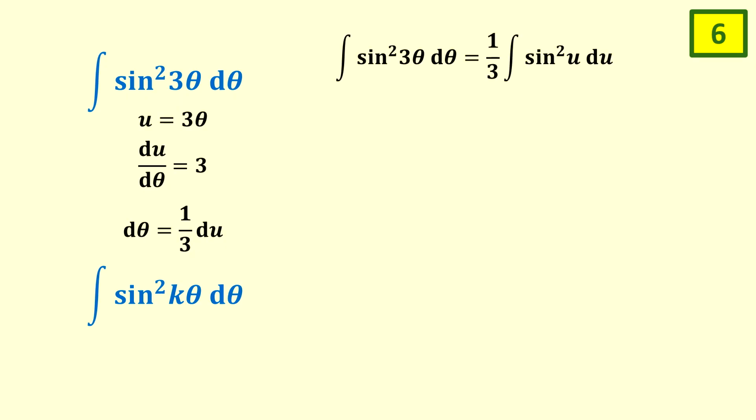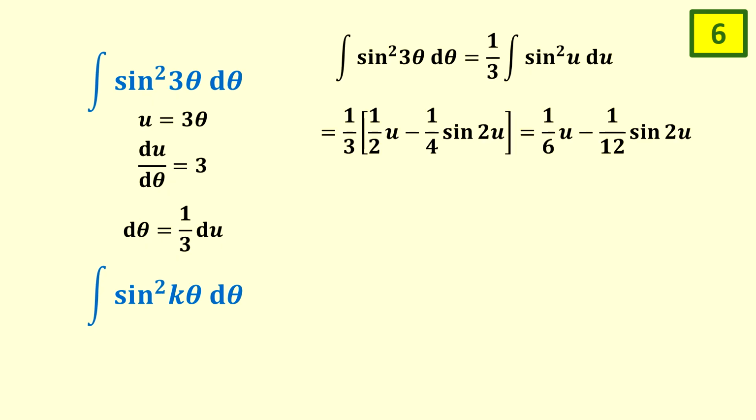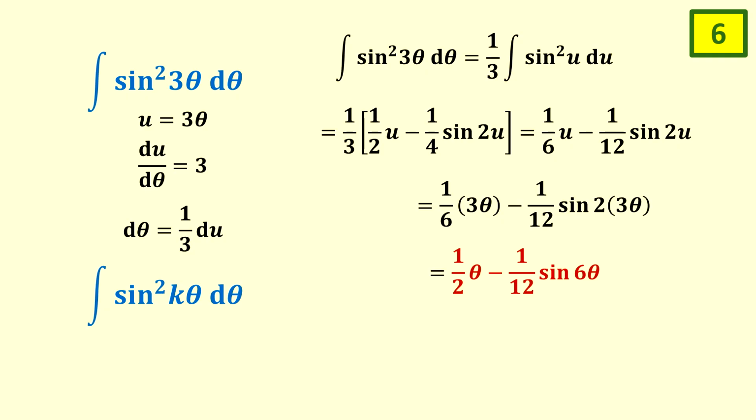Then we can do our substitutions. So we get the integral of sine squared u, but we are timesing that by 1/3 du. The third can come out the front as a multiplier. And again, we're integrating sine squared u du, just like we integrated sine squared theta d theta before. So that gives us 1/3 of half of u minus 1/4 sine 2u. If we expand the brackets, we get 1/6 of u minus 1/12 of sine 2u. But then we replace the u with 3 theta. So we get 1/6 of 3 theta minus 1/12 of sine 2 lots of 3 theta, which is a half theta minus 1/12 sine 6 theta.